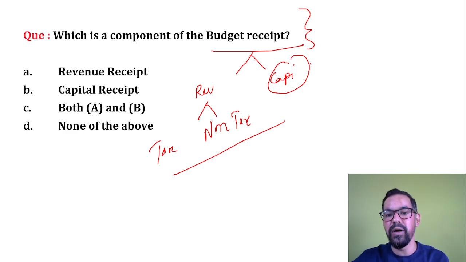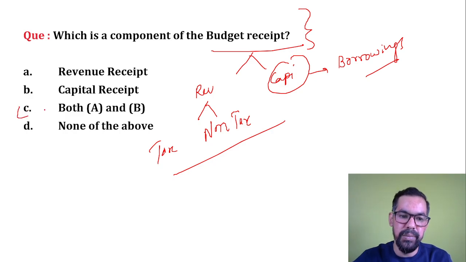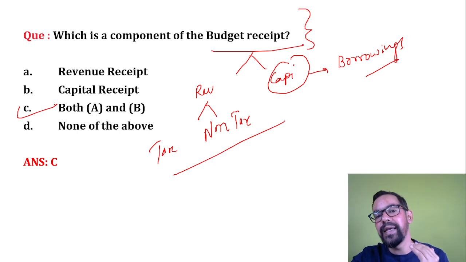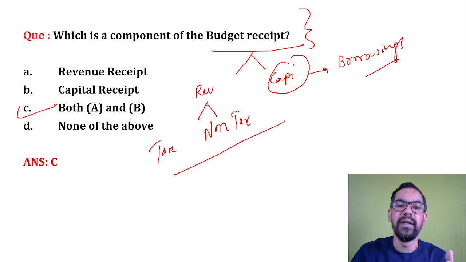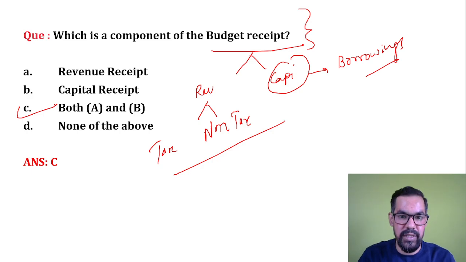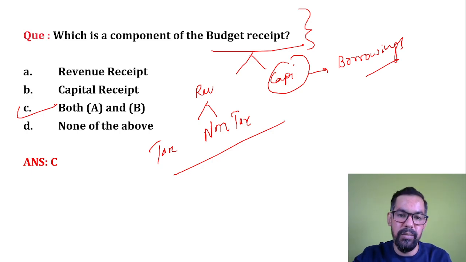Capital revenue or capital receipt are basically the borrowings of the government. So what will be the correct answer? Both A and B. It can be revenue receipt, it can be capital. The difference is revenue is income generated by government of India during a specific time duration. It can be in the form of tax revenue as well as non-tax revenue. But capital revenue is basically part of borrowings of the government. Government basically borrows that money from domestic market as well as international market.